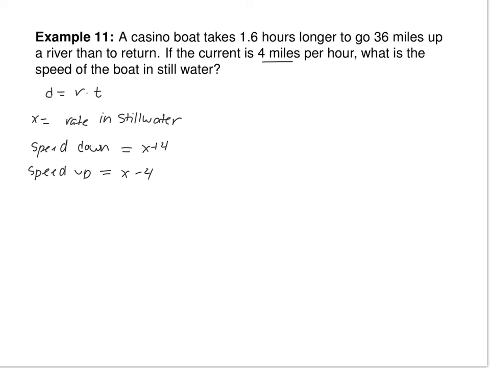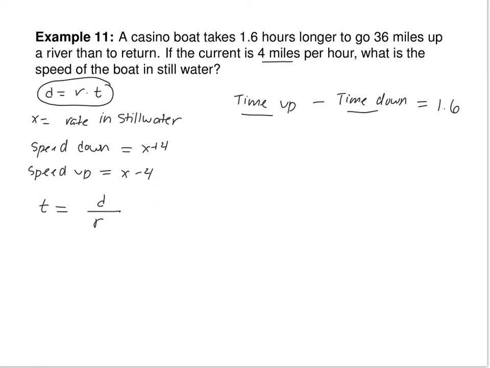And the other thing we know is that the time up minus the time down, as in the difference between them, is what? 1.6. This one's a lot to put together. And so because we have things that involve time, I have to solve this equation for time. Does that make sense? So if distance is rate times time, well then time is equal to distance divided by rate. Does that make sense? Okay.